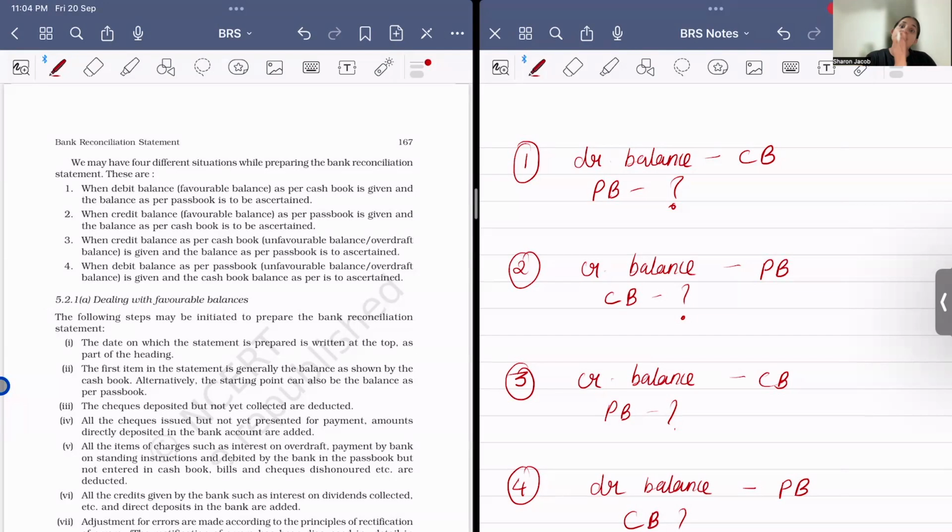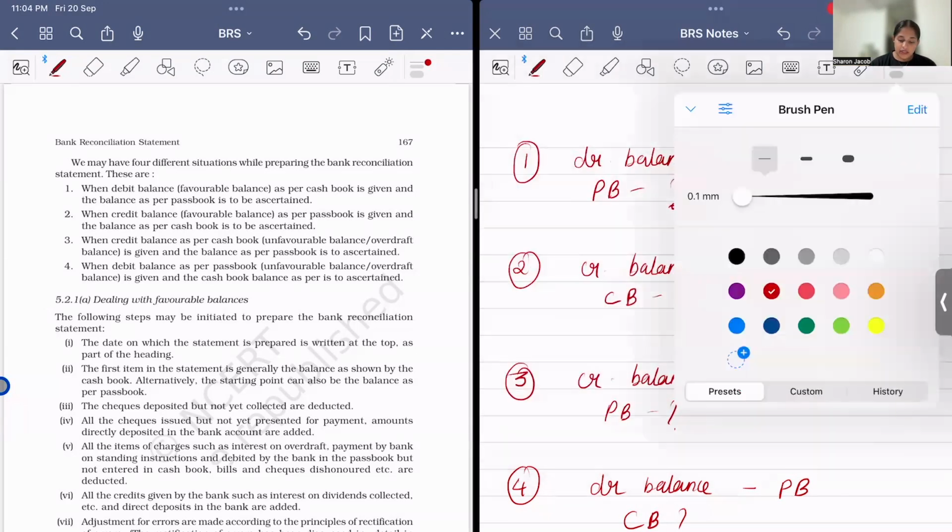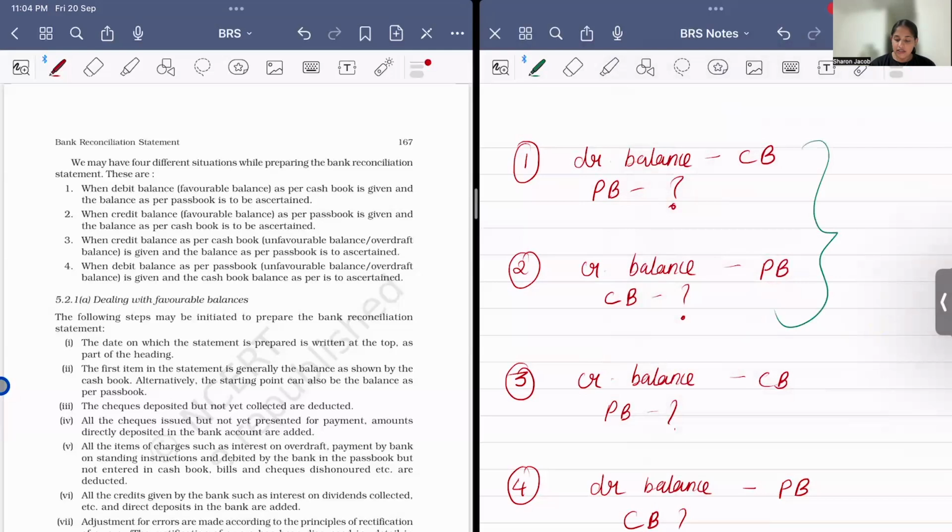Credit balance of cash book will mean that it's an unfavorable balance, meaning it's an overdraft balance, meaning payments are more than receipts. Is that possible in a cash book situation? If you only have 500 rupees, you can't pay 750 rupees, right? That is not possible, but that is possible with a bank account. That is called an overdraft. So that's called an unfavorable balance. So what we are going to look at is, both these are favorable and both these are unfavorable.